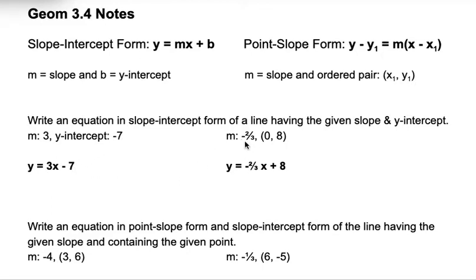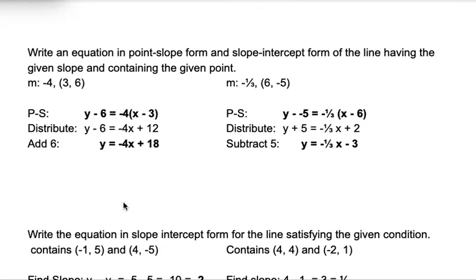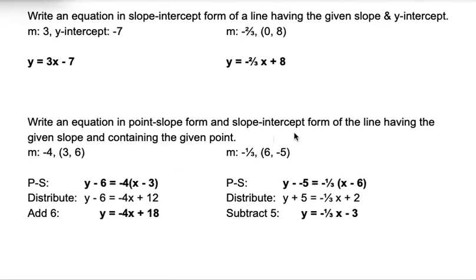Now you might get something like this where the slope is negative 2/3. And we have an ordered pair 0, 8. Well, that has a y-intercept of 8. So what we do, we put our negative 2/3 here, and we put our 8 here. We're done.